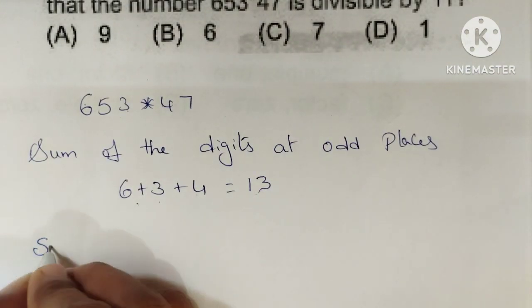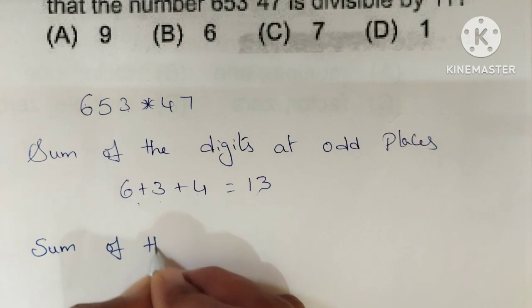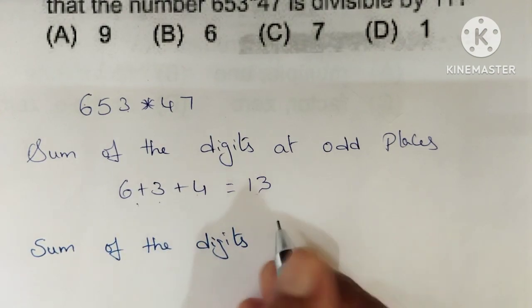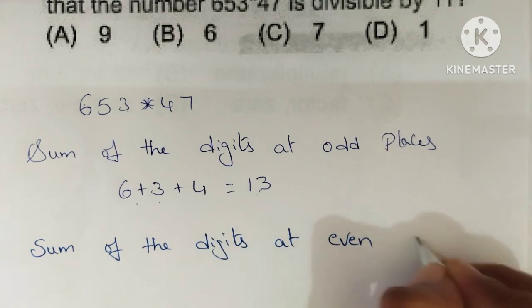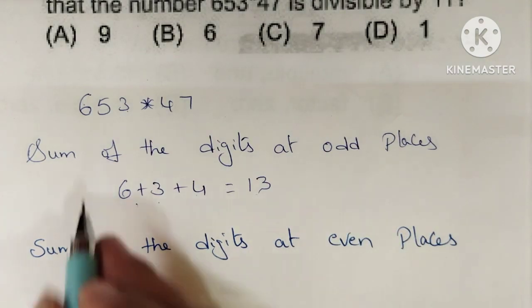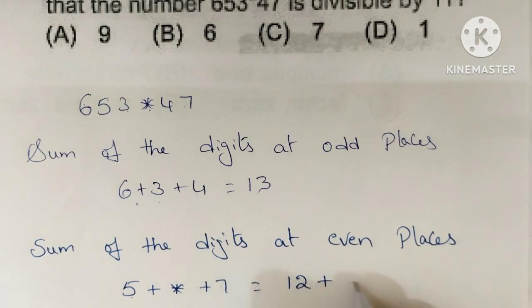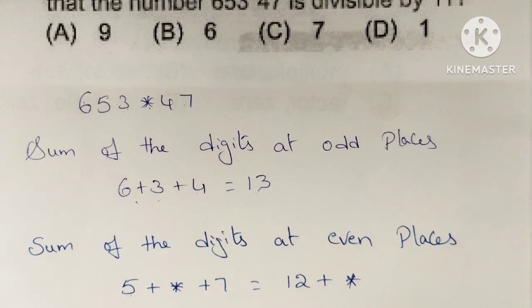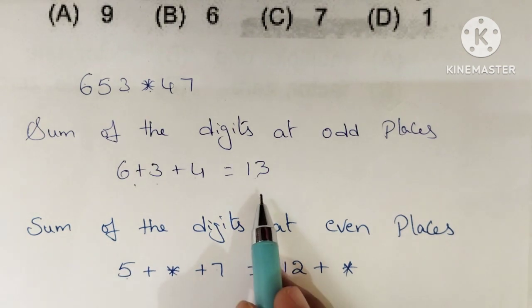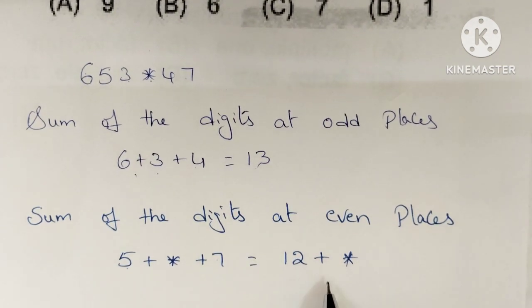Now, the sum of the digits at even places. In the even places there are 5, star and 7. 5 plus star plus 7, which is 5 plus 7 is 12, so 12 plus star. According to the divisibility rule of 11, the difference between the sum of the odd places and the even places must be either 0 or 11. So, here the sum of the odd places is 13 and the sum of the even places is 12 plus star.